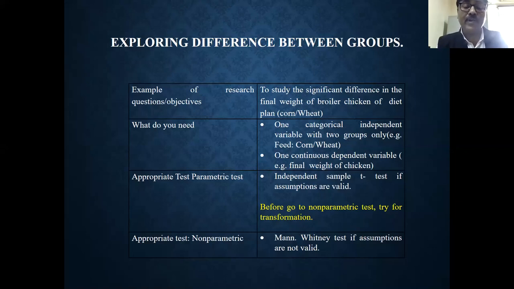And what non-parametric test is available? The appropriate non-parametric test is the Mann-Whitney test. Generally, for the parametric test we use the corresponding non-parametric Mann-Whitney test, but I would suggest that before going to the non-parametric, you try a transformation. If after transformation the data follows a normal distribution, then you use the independent sample t-test. Otherwise, you go for the Mann-Whitney test.